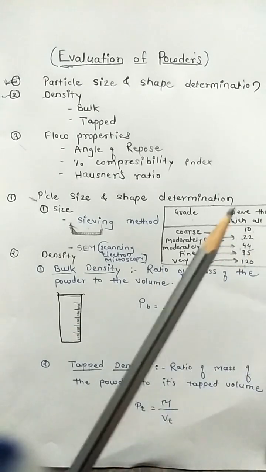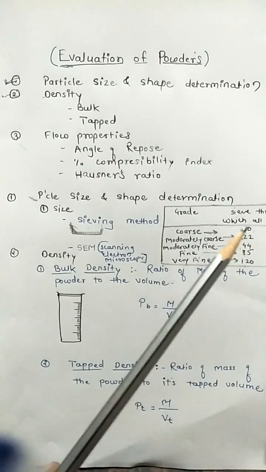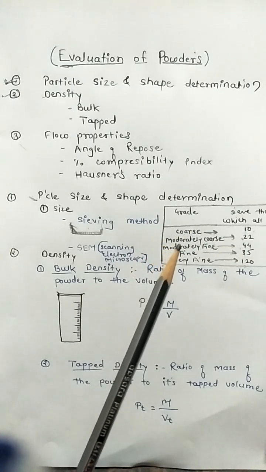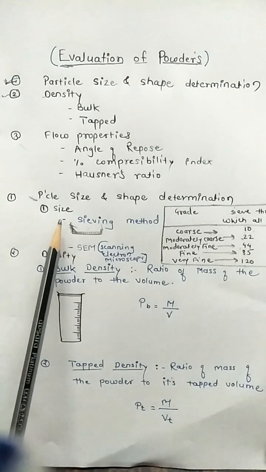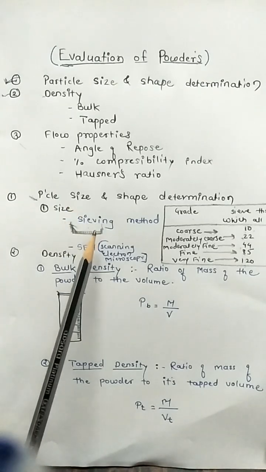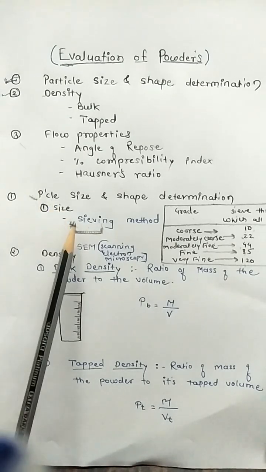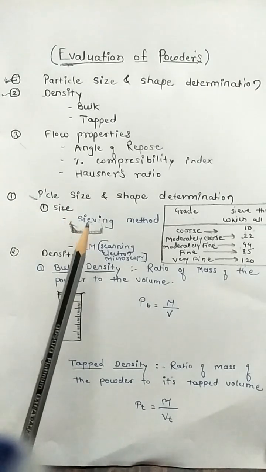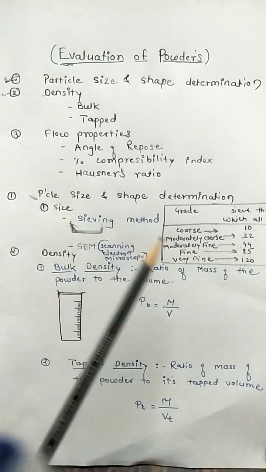Here we are discussing the different grades. You can see these are the different sieve numbers, and by passing the powder through them we can grade the particle size. As we know, the powder should have a fine particle size for the formulation. Fine is the ideal size for powders. And how can we determine that particle size? By using the sieving method, with the different sieve numbers.